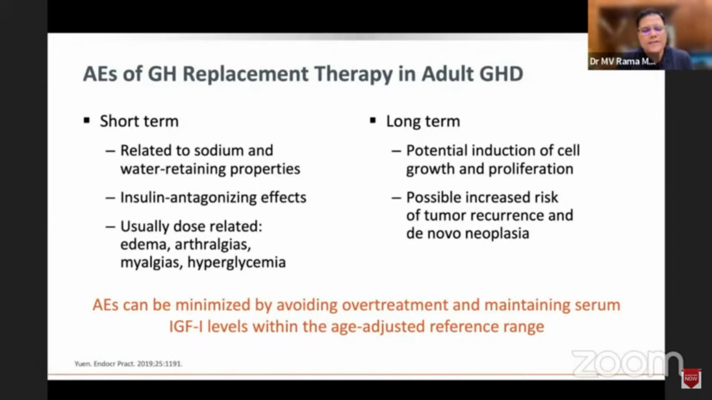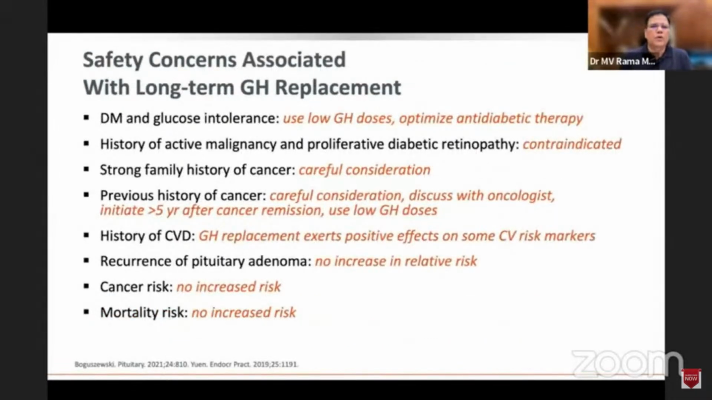And the adverse events can be minimized by looking at the serum IGF-1 levels within the age-adjusted reference range between -2 to +2 standard deviations. So looking for safety concerns associated with long-term growth hormone replacement, look for diabetes and glucose intolerance. In this situation, go with low growth hormone doses.